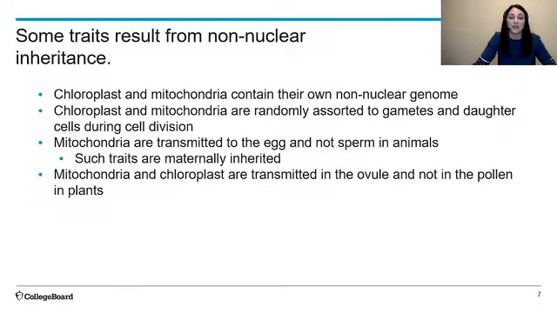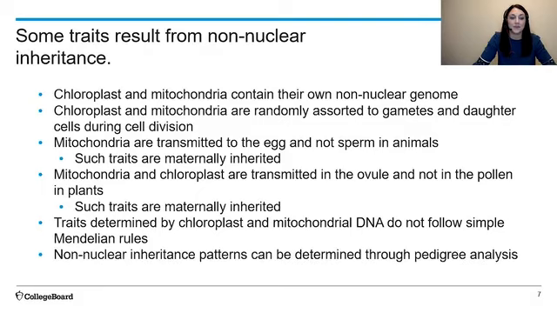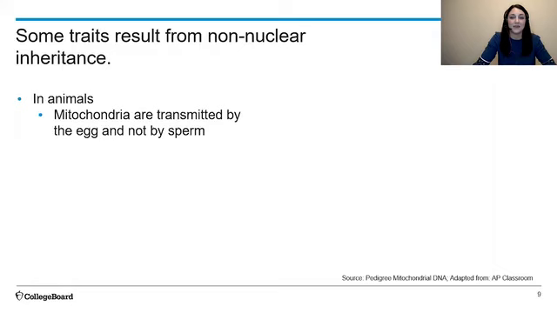Mitochondria and chloroplast are transmitted in the ovule and not in the pollen of plants. So those traits in plants for mitochondria and chloroplast in their DNA and the traits they carry are also maternally inherited. Traits determined by chloroplast and mitochondrial DNA do not follow simple Mendelian rules. So non-nuclear inheritance patterns then can be determined through pedigree analysis. So let's look at an example of that.